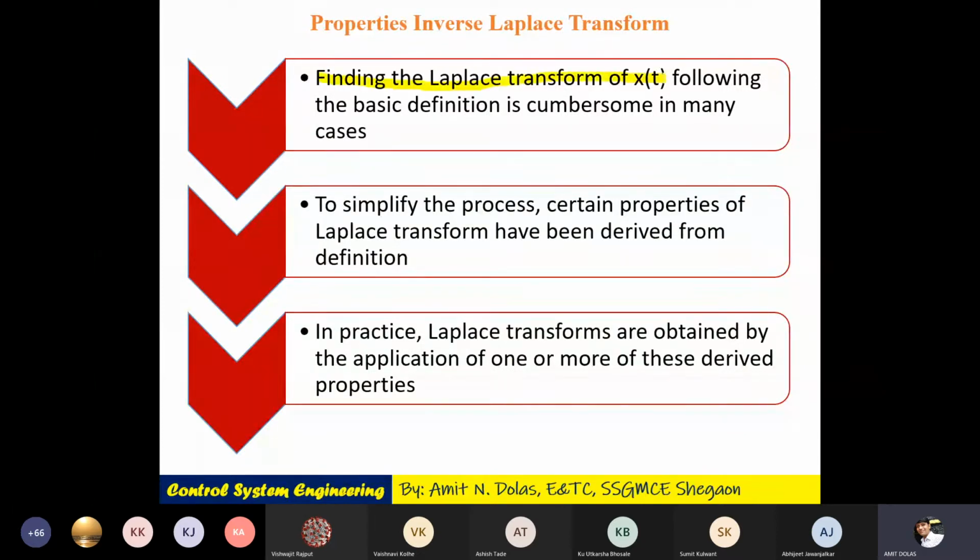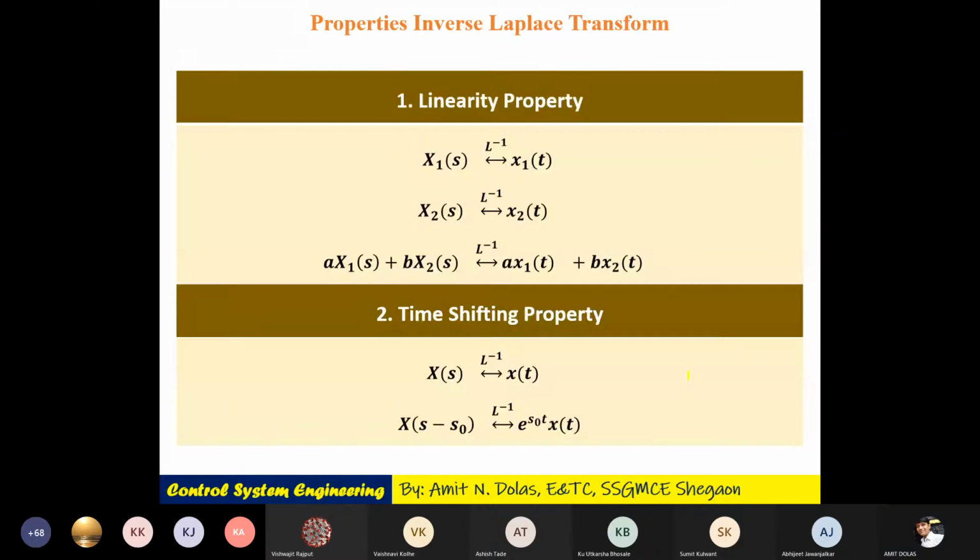Now, the properties of the inverse Laplace transform. Finding the Laplace transform of x of t following the basic definition is cumbersome in many cases. It will be somewhat difficult, of course. To simplify the process, certain properties of the Laplace transform have been derived from the definition. In practice, Laplace transforms are obtained by applying one or more of these derived properties.